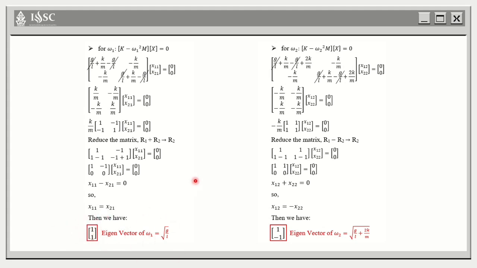Using the same steps, we will find the eigenvector for omega 2. Using the determinant equation, we just need to input the value of omega 2 that we have before. At the end, we'll have that the eigenvector of omega 2 is this.